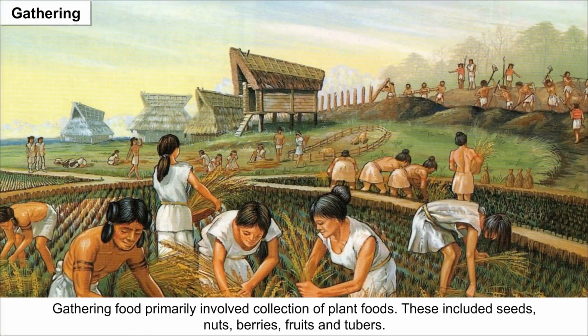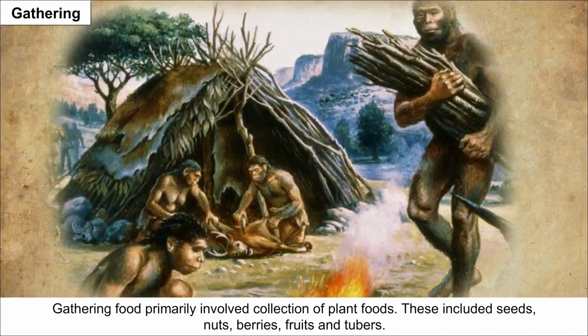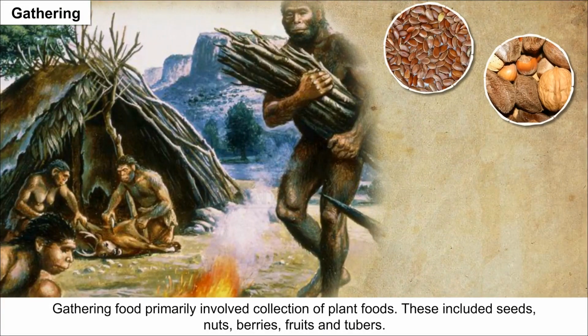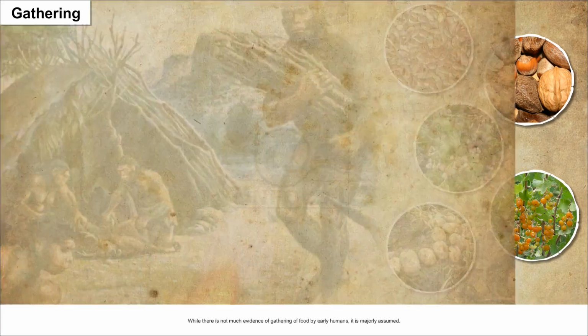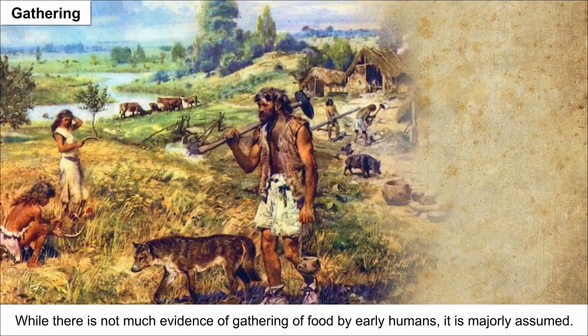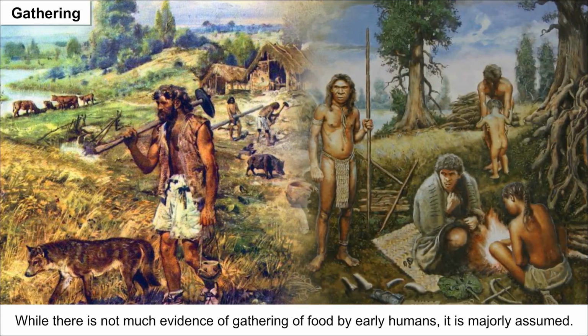Gathering food primarily involved collection of plant foods. These included seeds, nuts, berries, fruits and tubers. While there is not much evidence of gathering of food by early humans, it is majorly assumed.